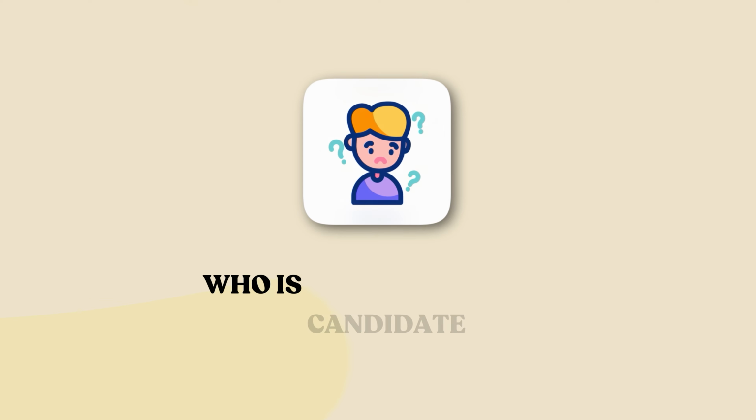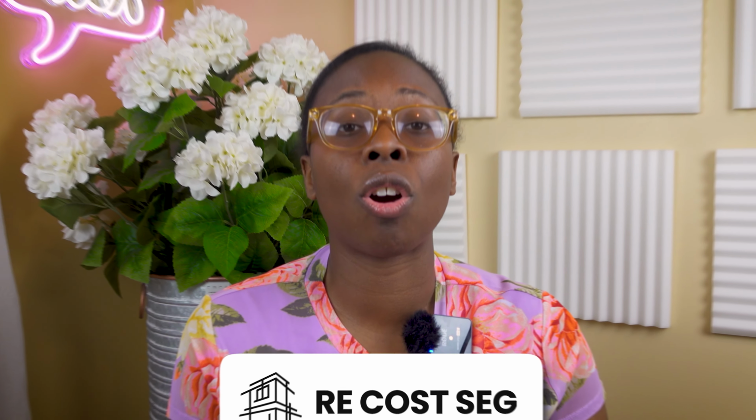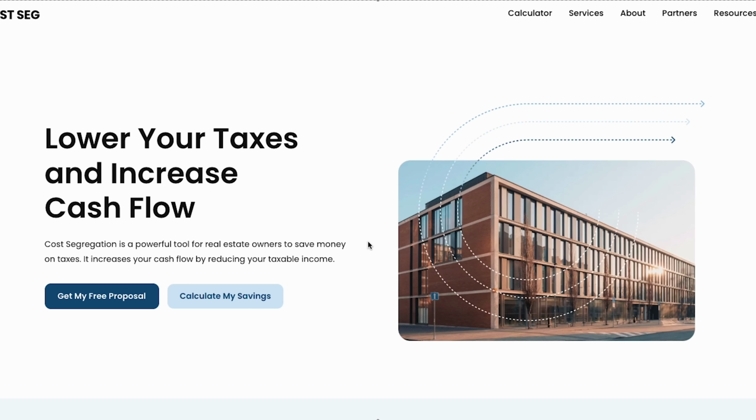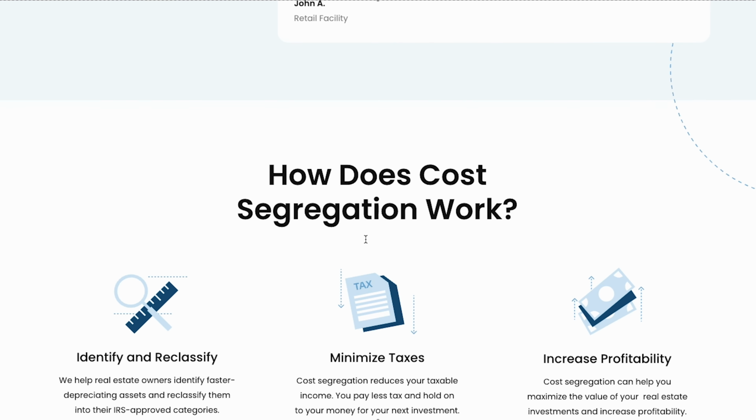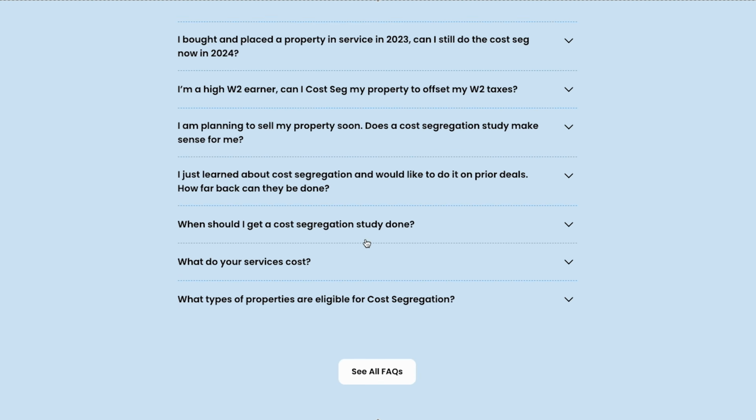So who's a candidate to do a cost segregation? Pretty much anyone. There are various resources that you can use to get a cost segregation study done. I'm actually partnered with RE Cost Seg, and they are linked down below. They offer a very affordable cost segregation study that you can do on a single family property, even worth $100,000 or $200,000, where before the cost for that type of study was prohibitive. But now you're able to get one done and take advantage of this tax strategy for yourself as well.